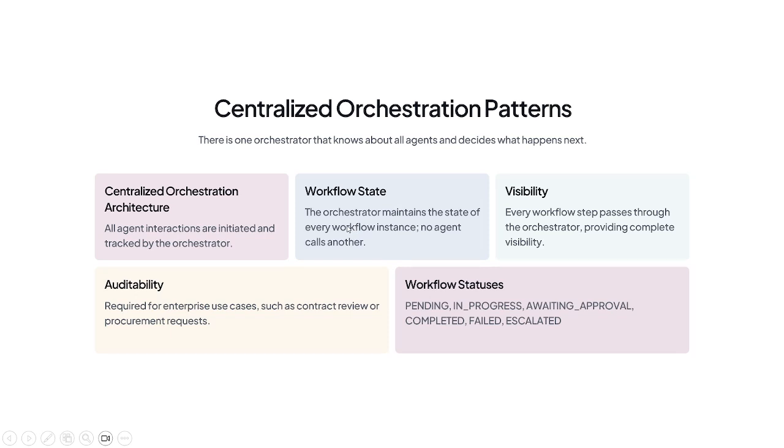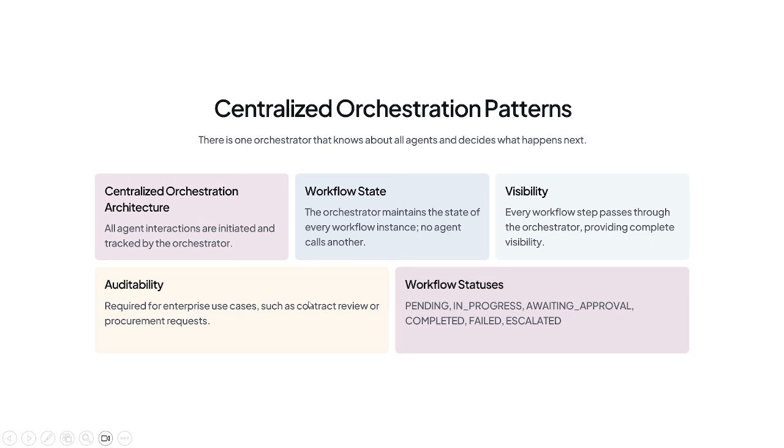Workflow state: the orchestrator maintains the state of every workflow instance, just as I have explained. No agent calls another, no agent to agent communication. Visibility: every workflow step passes through the orchestrator. No agent works in isolation. No agent works with each other. They work with the orchestrator. Every workflow passes through the orchestrator from external to internal to get done, providing complete visibility in the system.